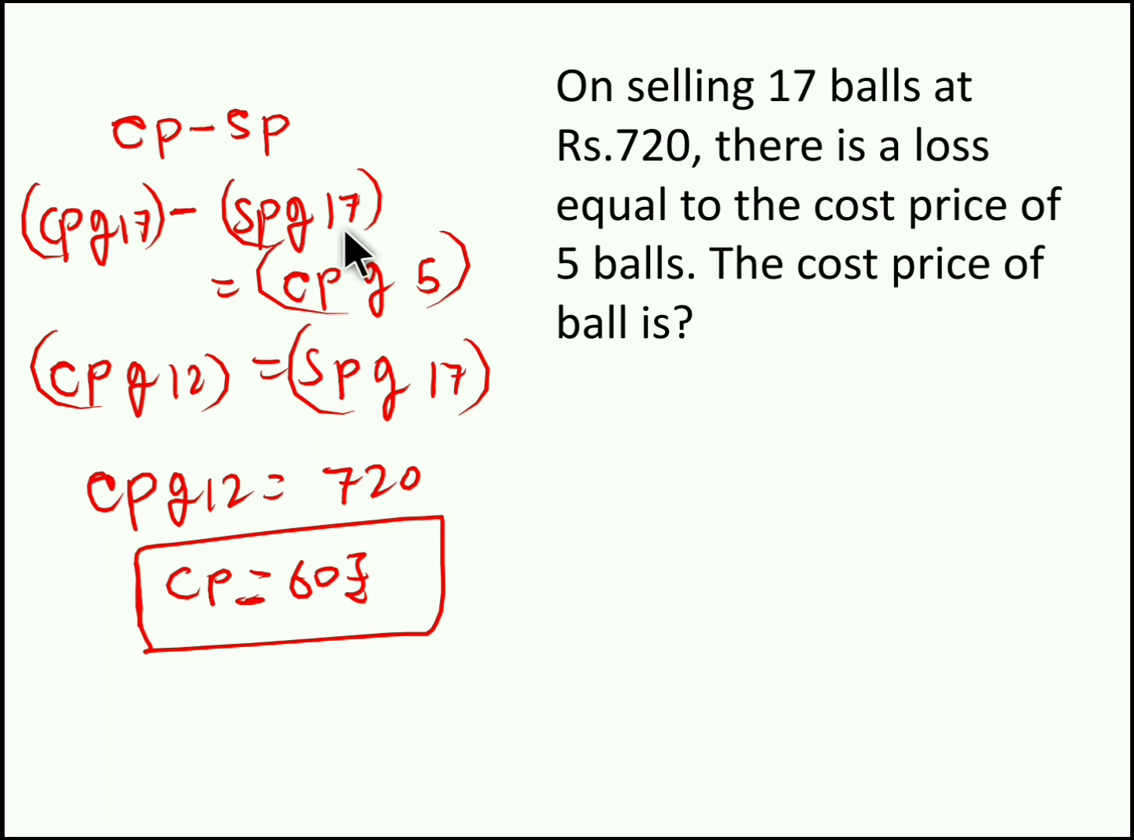Now you know it's the selling price of 17 balls. So purchasing cost price of 17 balls minus selling price of 17 balls equal to the loss of cost price of 5 balls. So when you take the cost price of 5 balls to the left hand side, you get cost price of 12 balls equal to selling price of 17 balls. Now you know selling price of 17 balls is 720. So if cost price of 12 balls equal to 720, cost price of a single ball will be 60 rupees. Hope you understood the concept, right? Moving to our second question.